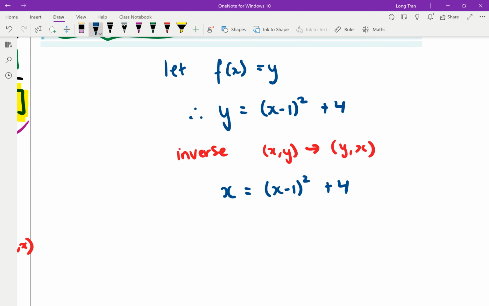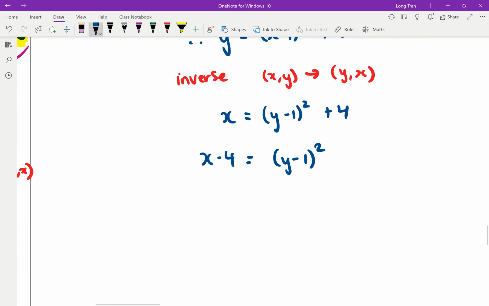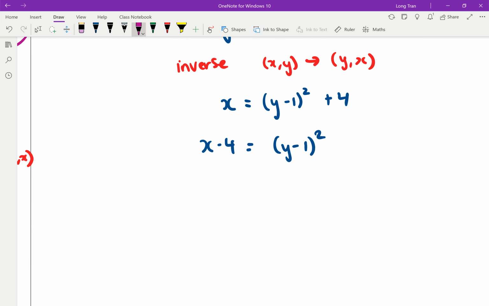Oh sorry, what am I doing? That should be y. And then minus 4 on both sides, so you get x minus 4 equals y minus 1 squared. There's a bit of algebra here, so I'm now going to get rid of the square by square rooting both sides. You can see this is then the square root of x minus 4 is equal to y minus 1. Now be careful, when you square root this, there should be a plus or minus answer.